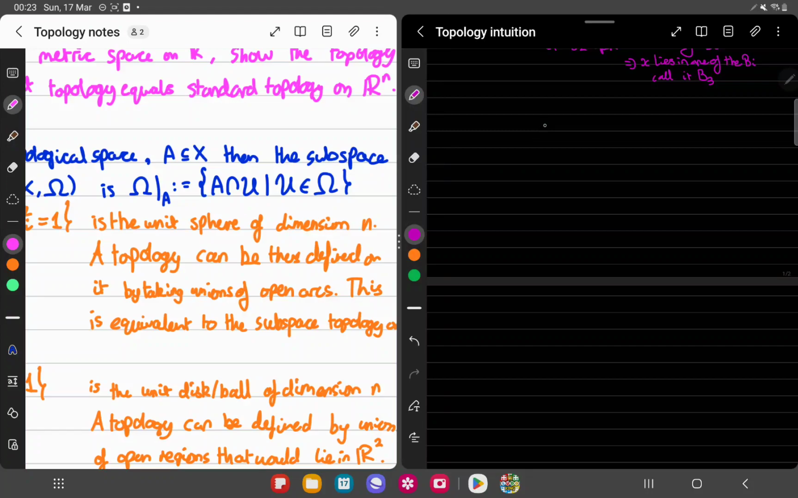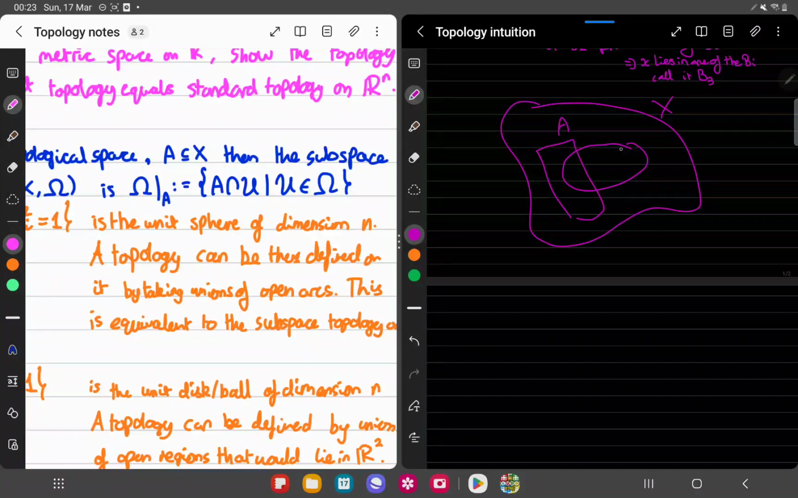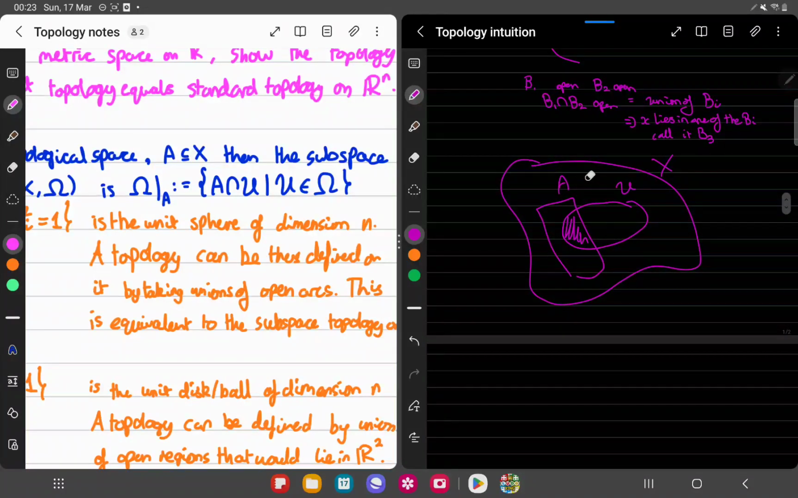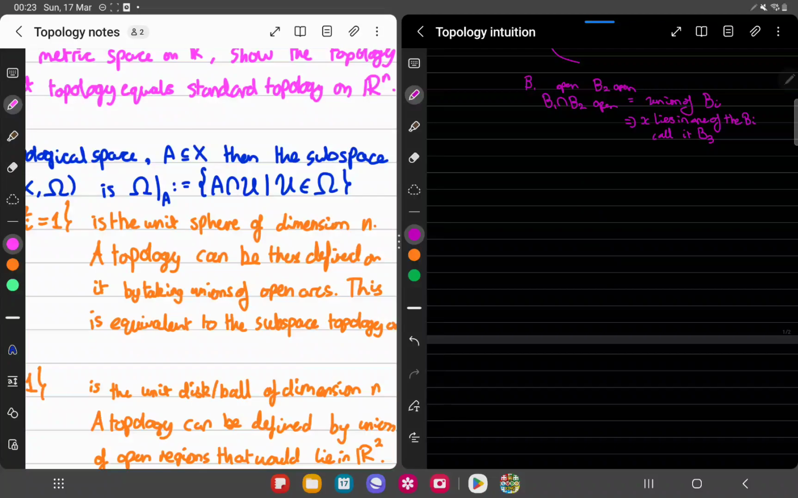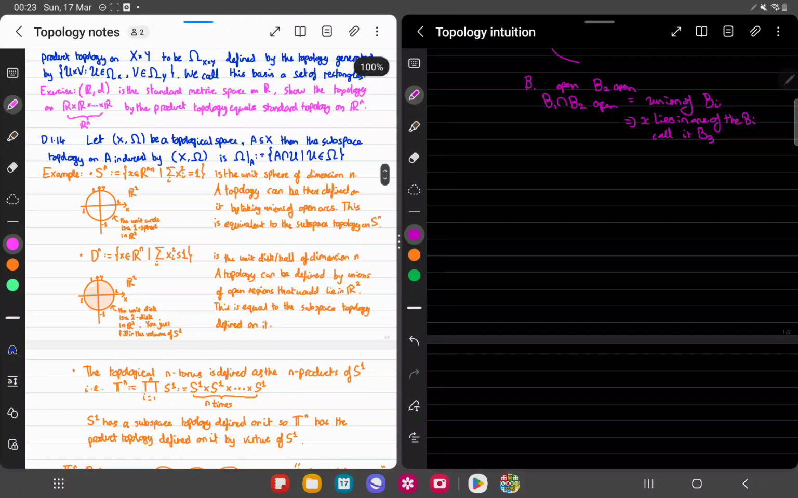So sort of like if you have, maybe this is your X, maybe that here is your A, and then this thing here is maybe some open set in X. Okay, so it's open in X. Then we'd say this region is open in A when you sort of ignore all of that. So that's kind of the way that you should think about these things.